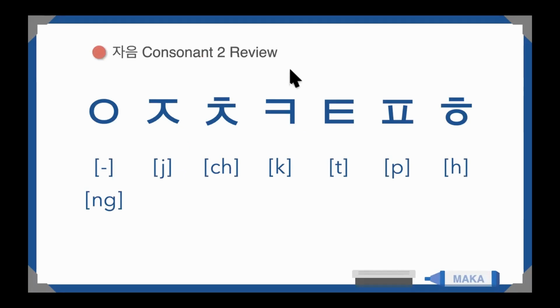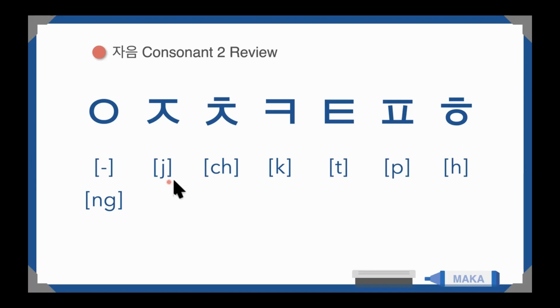So we studied these seven consonants. Can you remember how to pronounce all these consonants? Let's practice with me one more time. This one has no sound. And this consonant is pronounced as z. Next one, ch. This one, k. And next one, t. Next one, p. Next one, h.